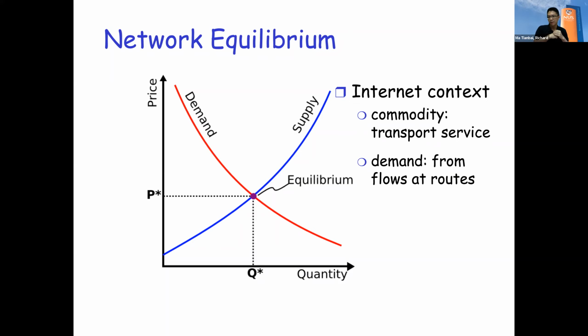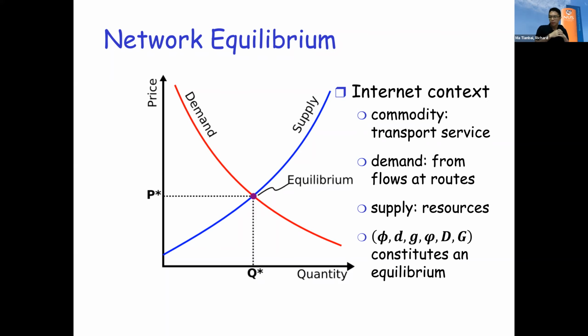So the demand side is the flows at the route level, and the supply actually is provided at the resource level. So eventually the 6 vectors constitute an equilibrium. But how can we understand and compare this in the traditional context? In the traditional context, we can understand the actual quantity of the commodity produced and consumed and the corresponding price. And under our context, do we have something corresponding to the prices? And what is the quantity that has been produced and consumed?